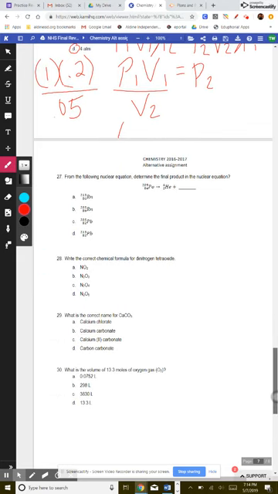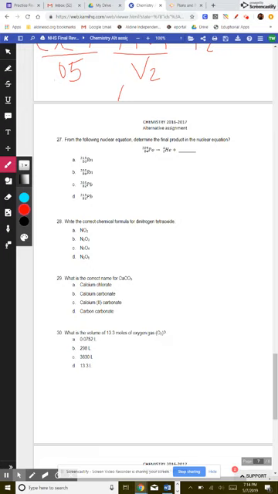All right, number 27, you guys got good at nuclear equations once we practiced them. It says, from the following nuclear equation, determine the final product in the nuclear equation. You have to balance the numbers on both sides. So on this side, it says my top number is 209 and my bottom number is 84. I have alpha decay over here as helium. So that means in order for me to get to 84, what number plus 2 equals 84? Well, that's 82, which means I can immediately eliminate A and B.